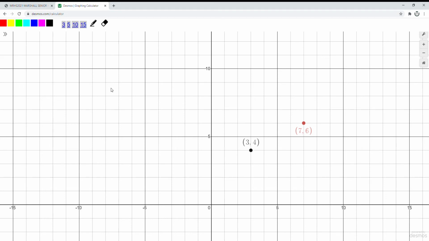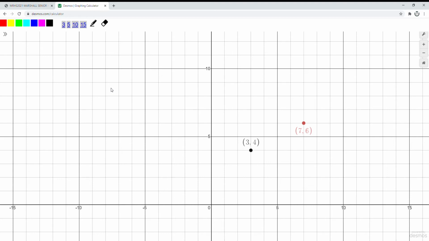Hey guys, today what we're going to be doing is talking about how to find the slope given two individual coordinates. So we have two coordinates plotted on the graph here, and we're going to talk about two ways to do it. We're going to talk about how to solve this algebraically, and we're also going to talk about how to solve this graphically, so that you have two options. We're going to talk about the algebraic method first.